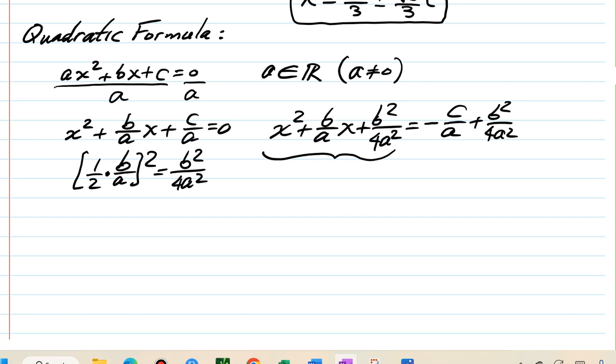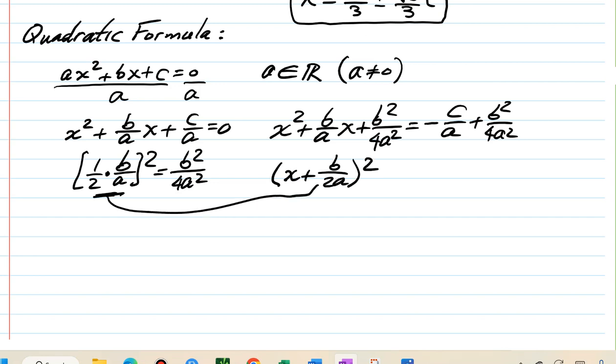Because of the way this b squared over 4a squared was added, we know we have a perfect square trinomial on the left side. True? The square form of that is going to be x plus, always what's in the bracket goes here, b over 2a quantity squared. Alright, so that's the binomial form. And on the right side, whatever these two are, we can combine them.